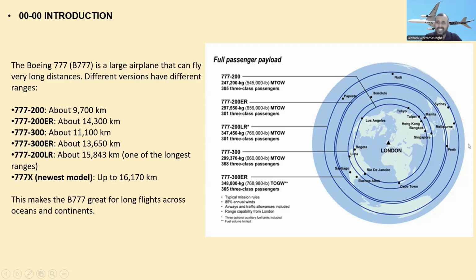Okay, this is the world map. You can see Boeing 777-200, 247,200 kg maximum takeoff weight is there. You can fly around 353 passengers in a 3 class layout over there, and the 200ER 301 passengers in 3 class. Okay, you can pause this video and just get an idea about this passenger payload.